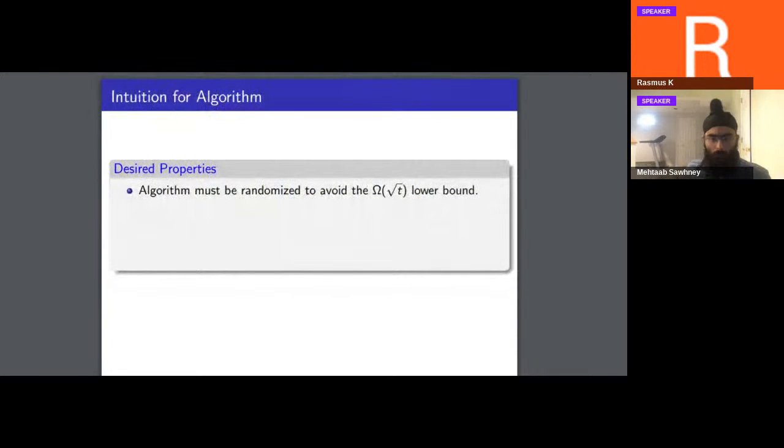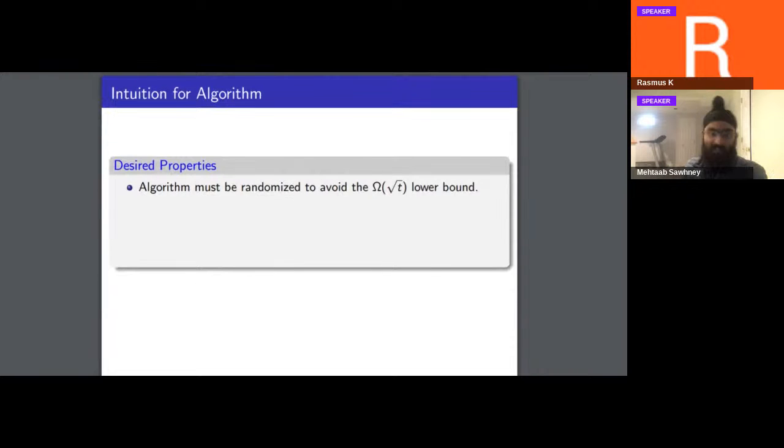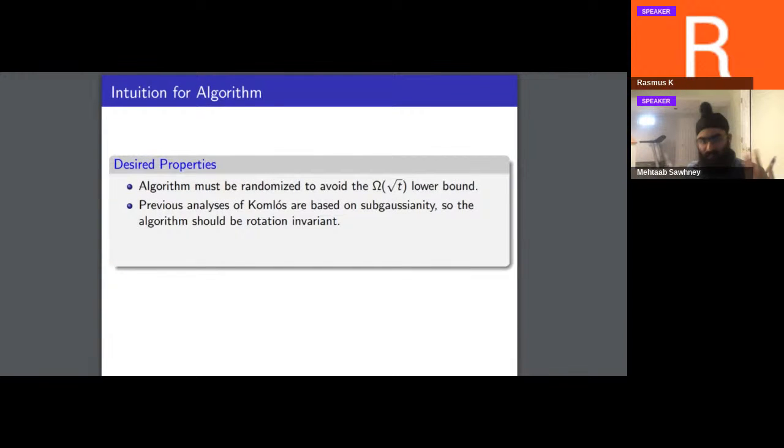Now I just want to give some brief intuition about how we're going to design an algorithm to handle this. The algorithm is going to be extremely simple, but let's give some basic intuition so that what you actually write down becomes obvious in retrospect. The first thing to note is that the algorithm has to be randomized. You need to pick these signs in a randomized way, and you need to avoid this square root t lower bound.